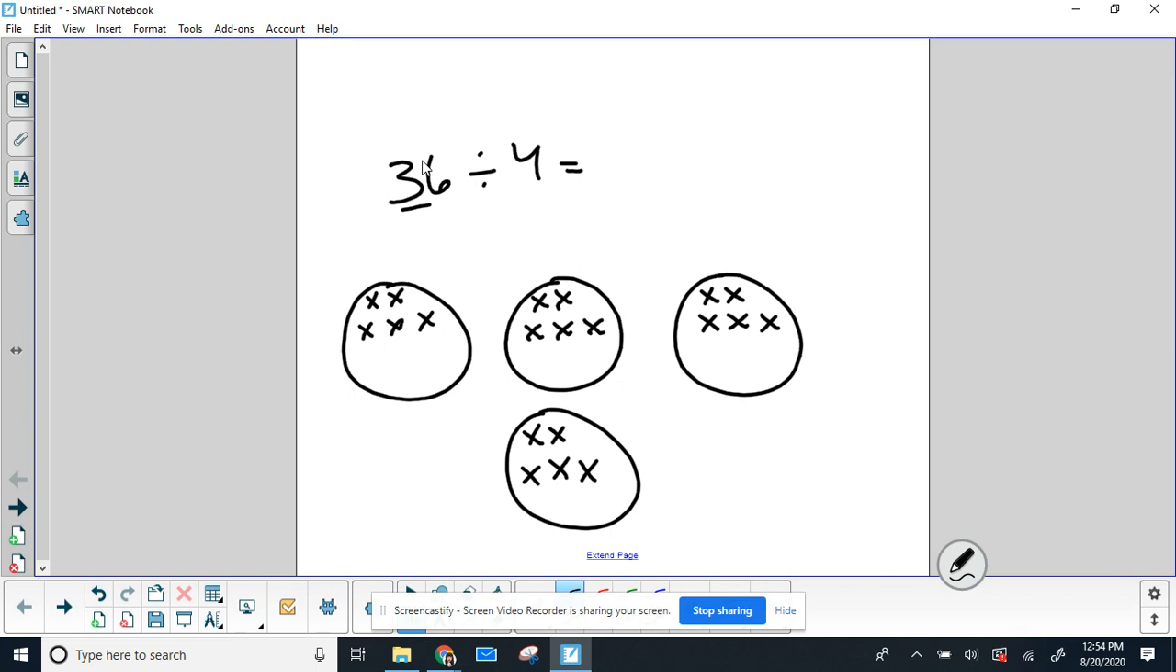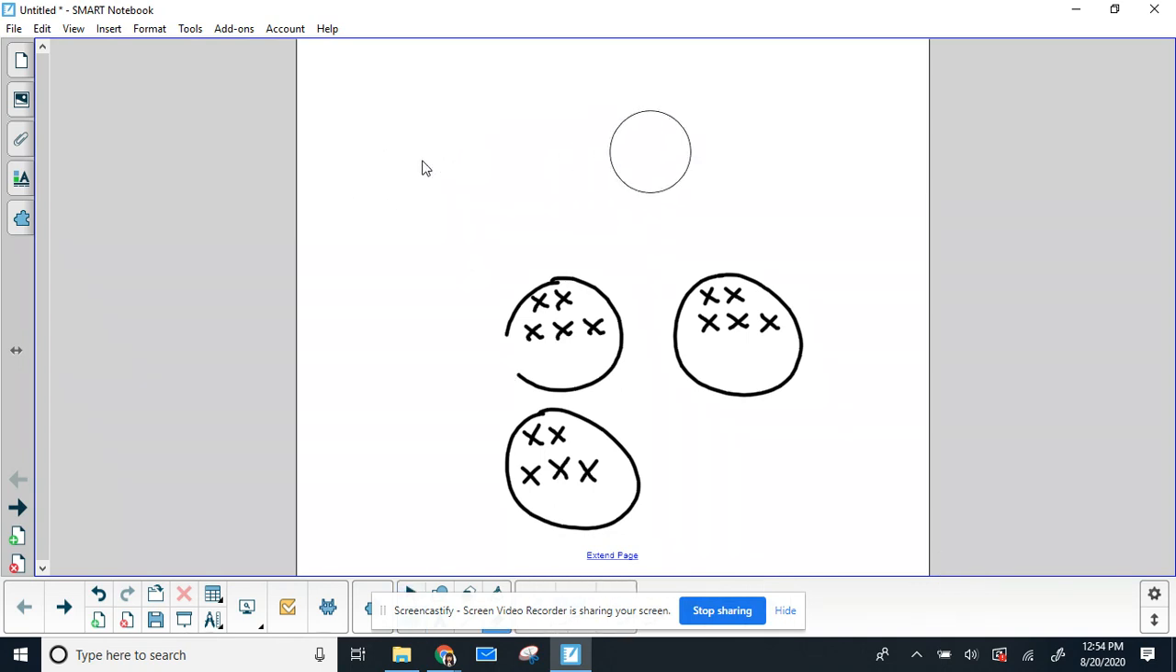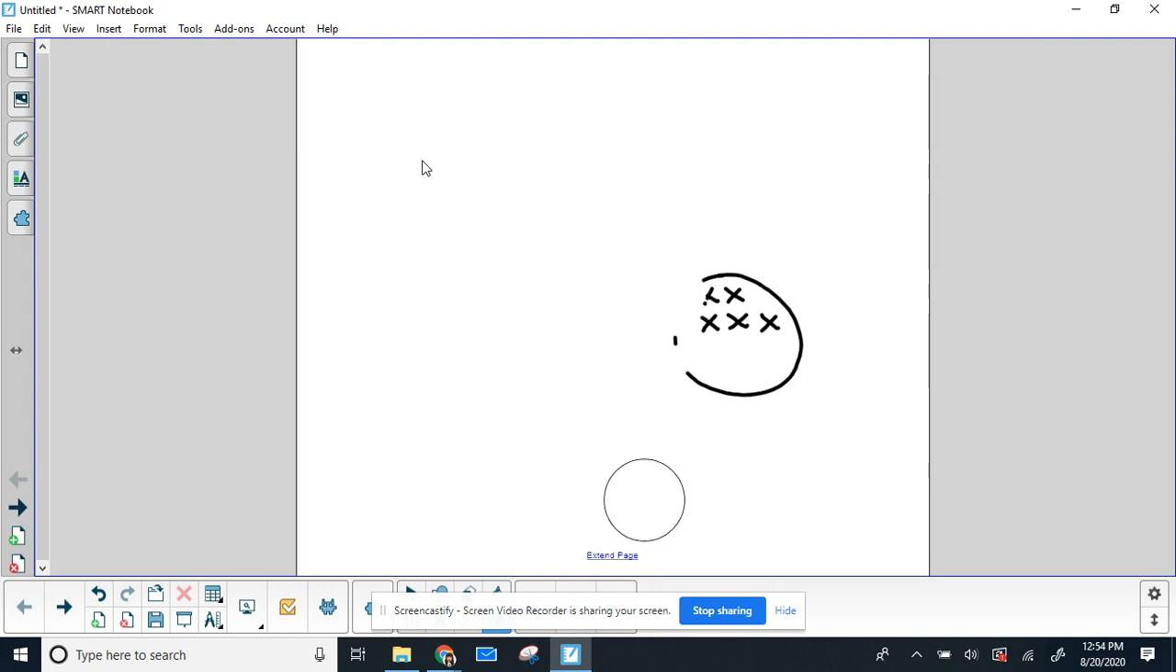So eventually, if you count correctly, you should have 9 X's in each of these groups. That's the trick with this one. You have to make sure you don't lose count. So you should get 9. All right, so that is equal groups.